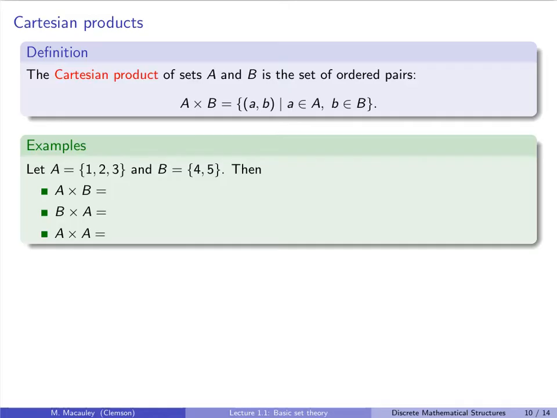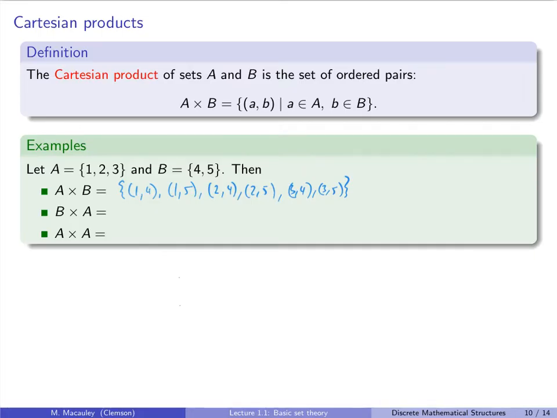For a few examples, let's let A be the set {1, 2, 3} and B be the set {4, 5}. Well then, the set A cross B is the set {(1,4), (1,5), (2,4), (2,5), (3,4), (3,5)}. And of course, order doesn't matter. The order of these pairs doesn't matter, but the order within each pair does matter. So (1,4) is in here, but (4,1) is not.